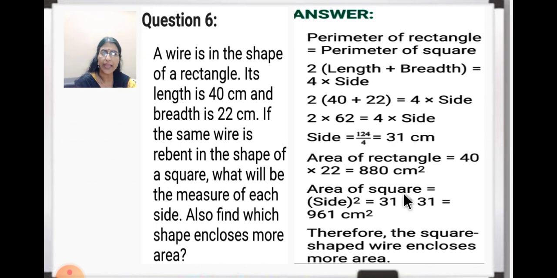Same way, area of square is side square, so we'll write side square, or you can write side into side. That is equal to 31. Here we have calculated 31 as the measure of the side. So 31 into 31, we'll multiply these two. We'll get 961 centimeters square. Now we are going to compare both the areas. Here you can see the area of the rectangle is 880. Here it is 961. So which one is enclosing more area? Square is enclosing more area. It is 961. Therefore, the square shaped wire encloses more area.